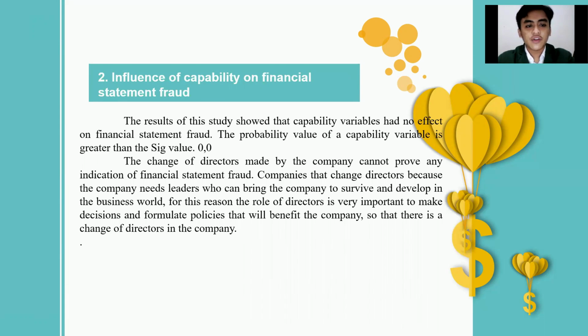2. Influence of capability on financial statement fraud. The result of this study showed that the capability variable had no effect on financial statement fraud. The change of director made by the company cannot prove an indication of financial statement fraud. Companies change directors because the company needs a leader who can bring the company to survive and develop in the business world. For this reason, the role of director is very important to make decisions and formulate policies that will benefit the company, so that there is a change of director in the company.